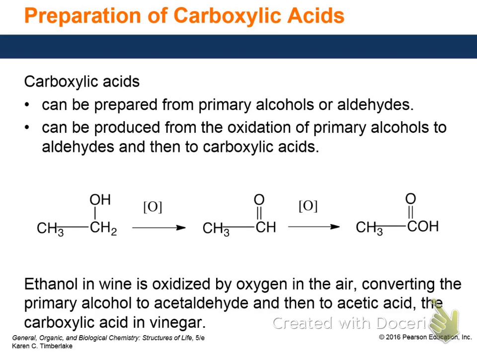Okay, so reactions for carboxylic acids. Carboxylic acids can be prepared, and this is actually a review from a previous chapter, by oxidation of primary alcohols, or oxidation of aldehydes. So there's 2 routes to forming carboxylic acids, well, there's more than that, but 2 that we've covered. You can start with either an alcohol or an aldehyde, and either one will get you to a carboxylic acid if you oxidize it.